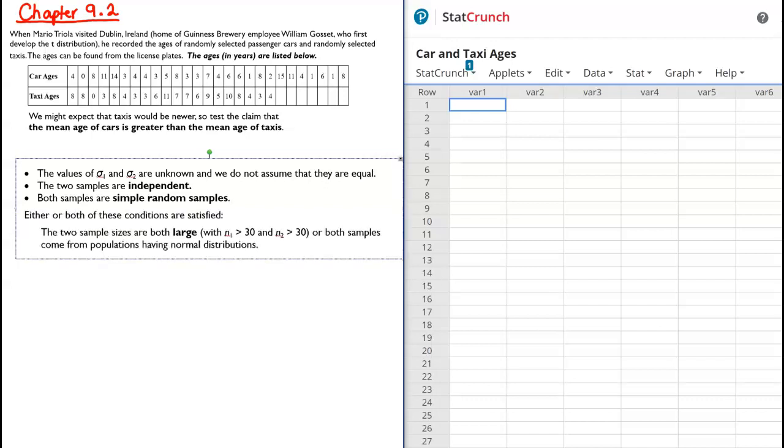And finally, either or both of the requirements are satisfied. The two sample sizes are both large, greater than 30, or both samples come from populations having normal distribution. The sample size is less than 30. There are 27 cars in the first sample and 20 taxis in the second sample. So we will need to check for the normality of the distribution in both samples. Let's transfer this data into StatCrunch.